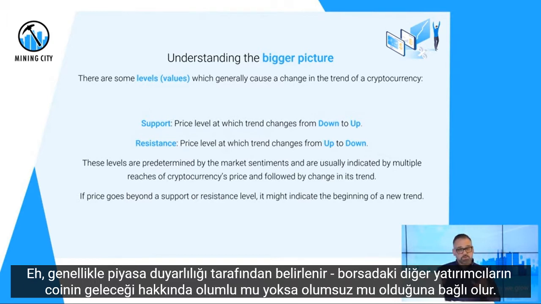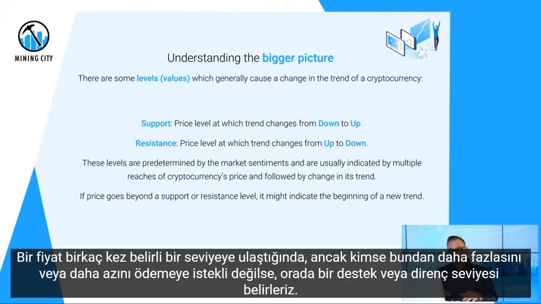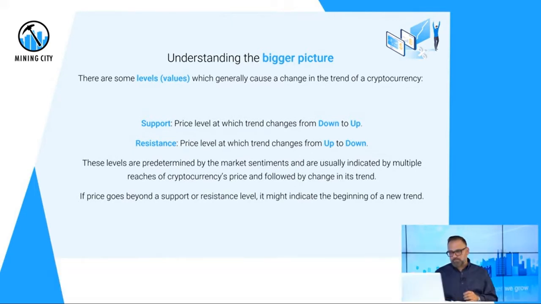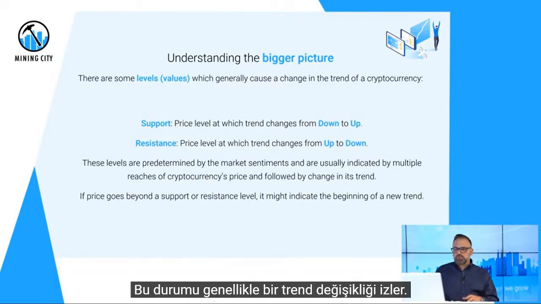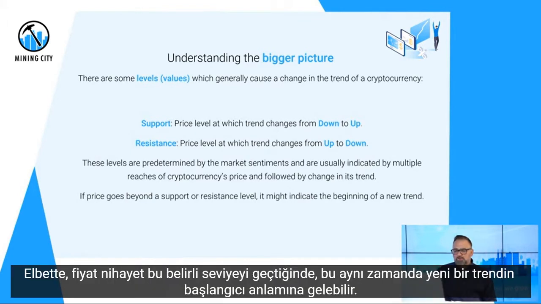Okay, so it's usually determined by the market sentiment. Whether the other traders on the exchange are positive or negative about the future of the coin. When a price reaches a certain level a couple of times, but no one is willing to pay more or less than that, we set a support or a resistance level right there. The situation is usually followed by a change of a trend. Of course, when the price finally crosses a certain level, this might also mean the beginning of a brand new trend.